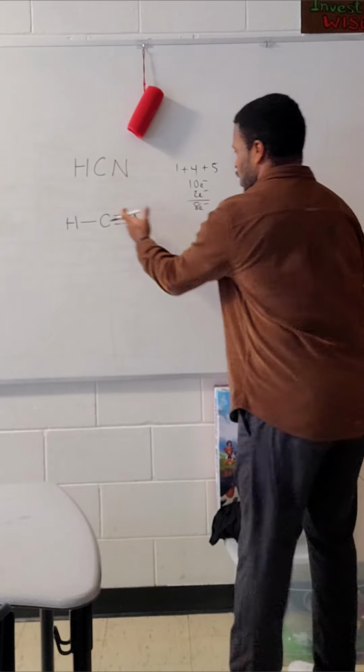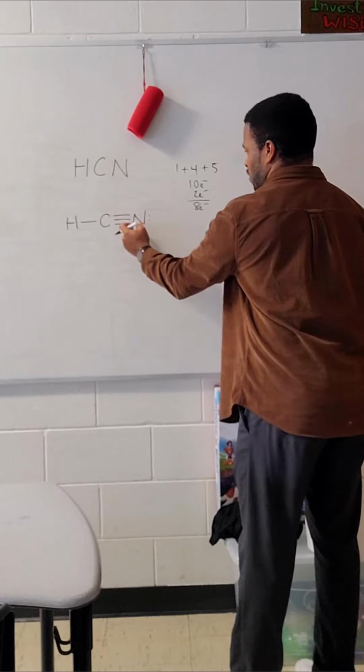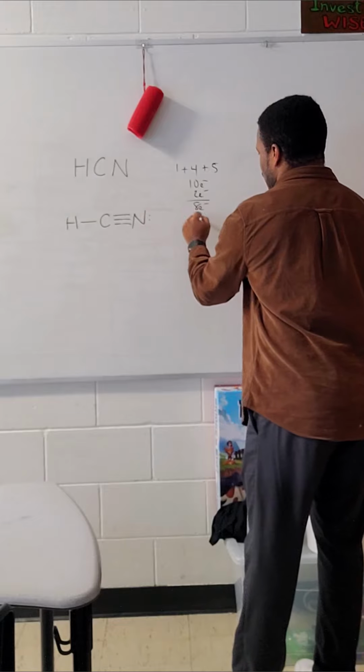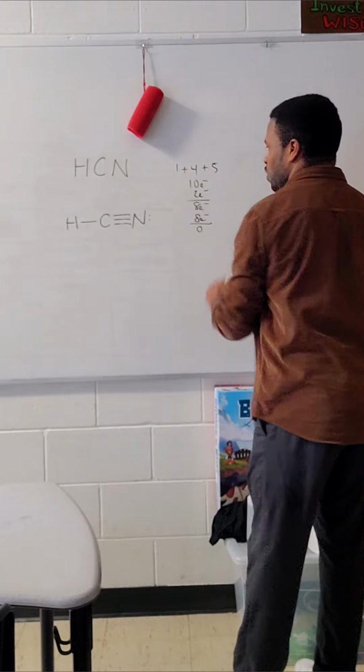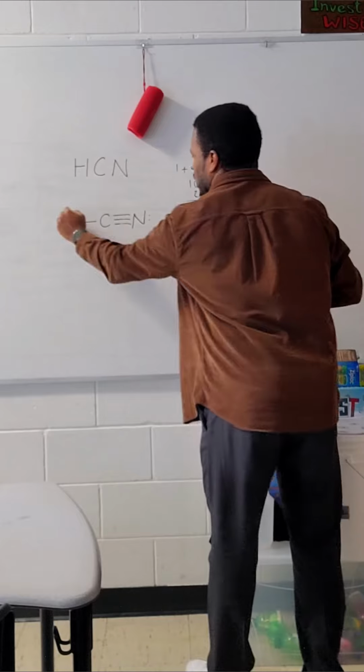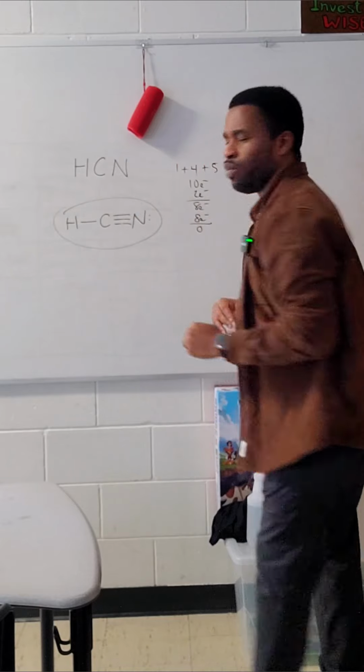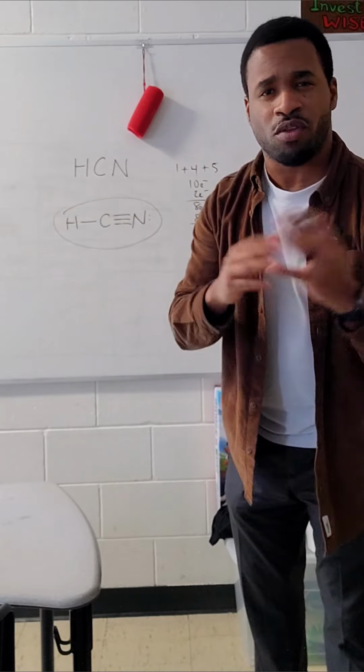And so in here we have what? We have our 6 and we have 8 electrons, and this is equal to 0. Therefore, we've successfully generated our what? Lewis structure for this particular molecule.